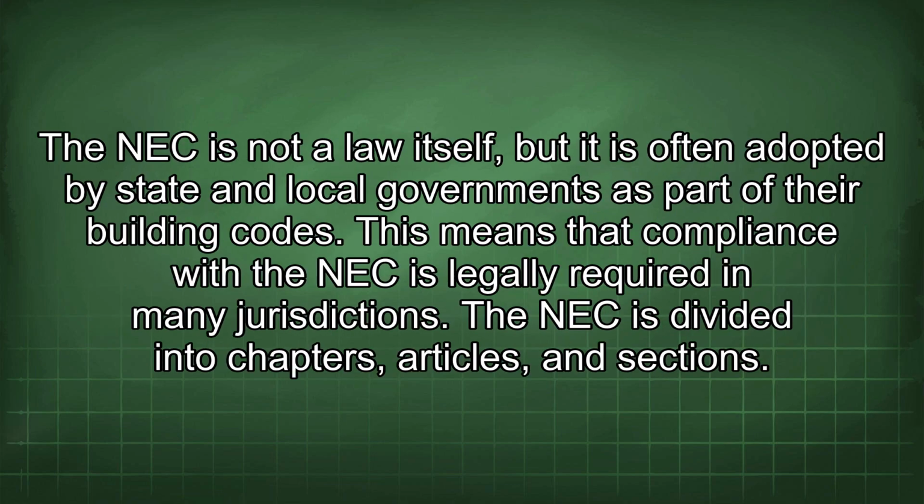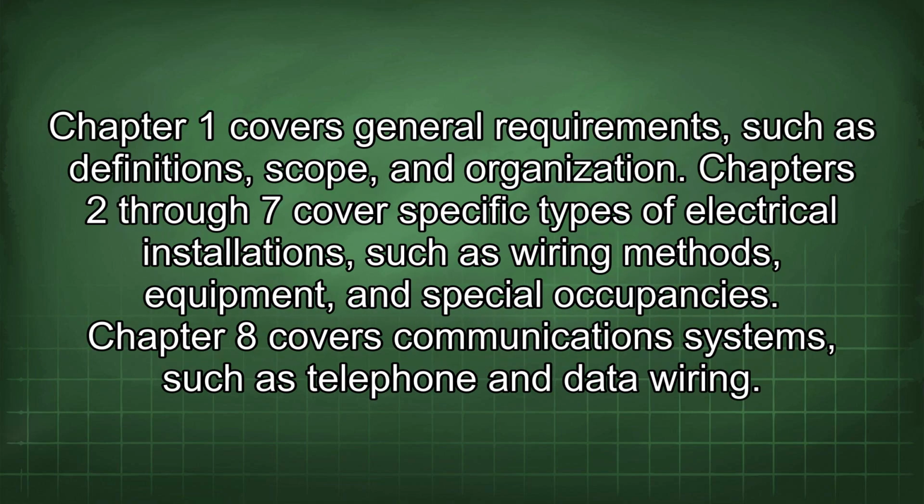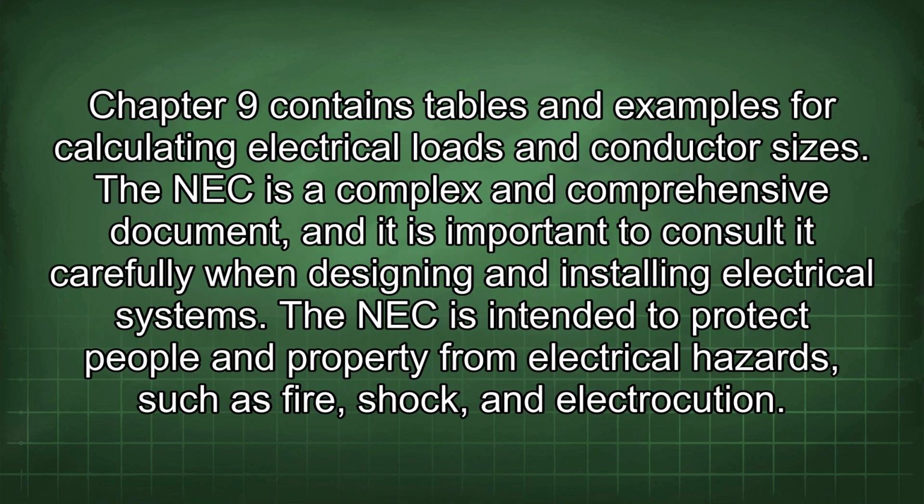The NEC is not a law itself, but it is often adopted by state and local governments as part of their building codes. This means that compliance with the NEC is legally required in many jurisdictions. The NEC is divided into chapters, articles, and sections. Chapter 1 covers general requirements such as definitions, scope, and organization. Chapters 2 through 7 cover specific types of electrical installations such as wiring methods, equipment, and special occupancies. Chapter 8 covers communications systems such as telephone and data wiring. Chapter 9 contains tables and examples for calculating electrical loads and conductor sizes.